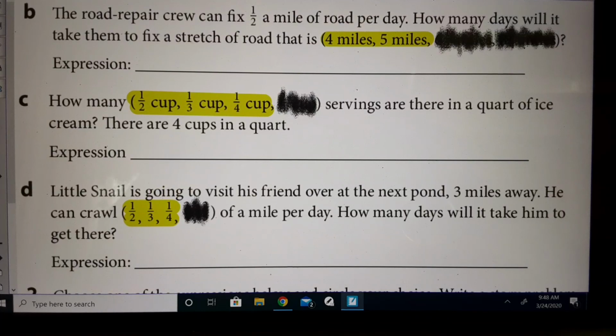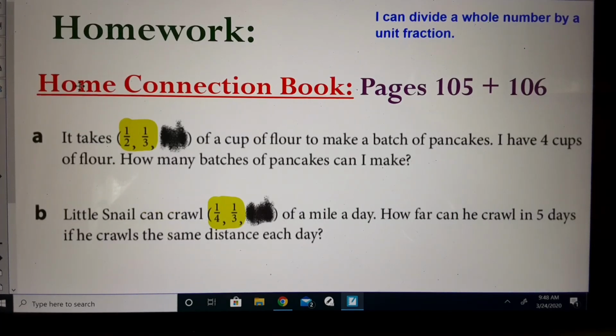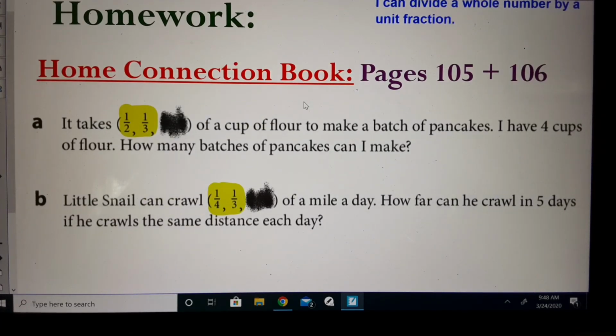Same thing on the second assignment, which would have been from your home connection books. The examples, there are some that are unit fractions, and then some that are not, where the numerator is bigger. And the first time through, that might be too much of a challenge. But if you're up for it, give it a shot. Why not? It's not like you don't have time, right?